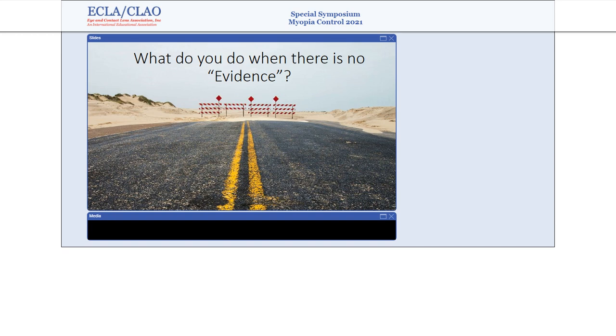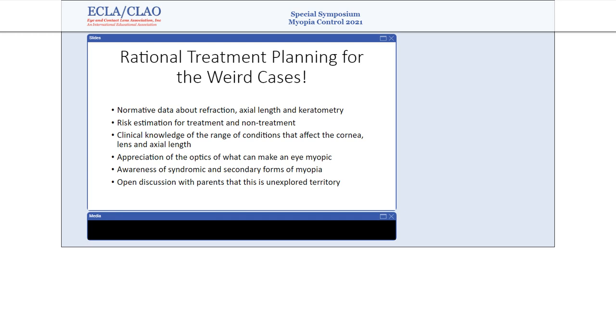The question really is, what do you do when there is no evidence for the patient in front of you? You hit the end of the road. That's the question. And this is the alternative title of this talk, which is rational treatment planning for the weird cases. An awful lot of these cases, as we've gone through today, wouldn't qualify for any of the clinical trials presented in that slide I showed you or that we've heard about today. But we do have a lot of data we can use.